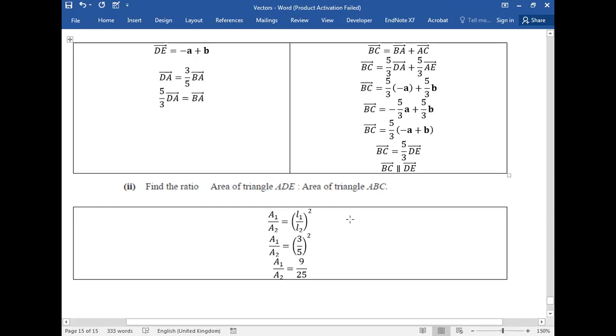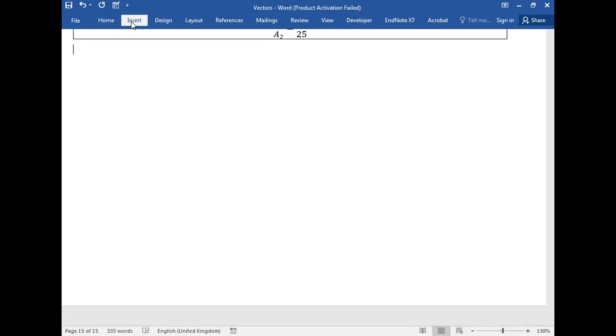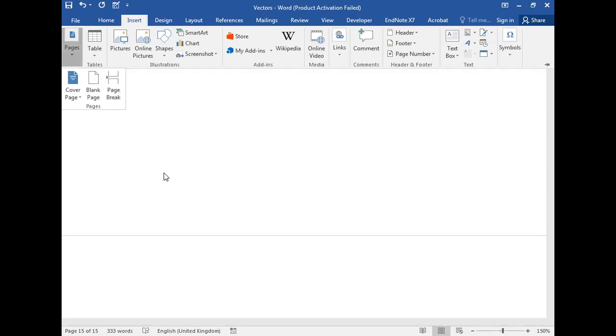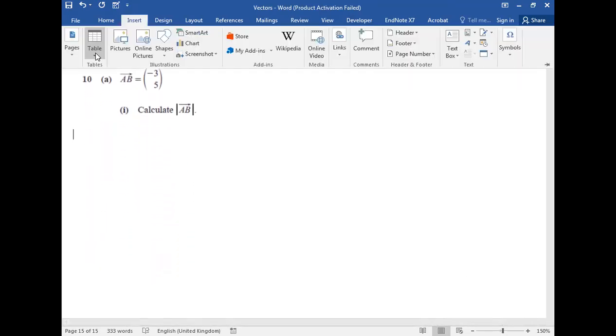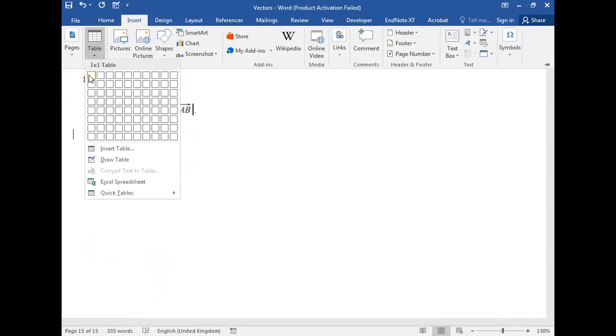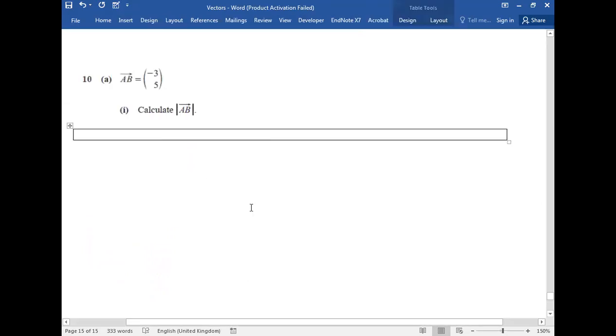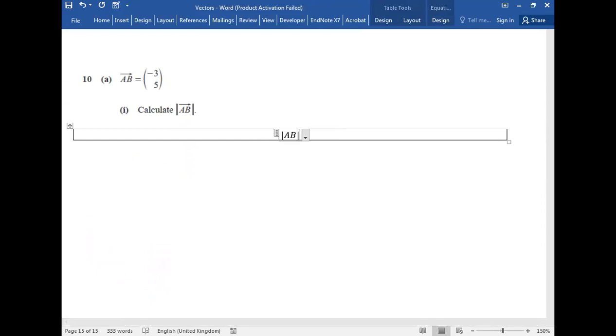Let's have a look at another one of these questions from paper 2. The question is given as a column vector AB, and what have they asked us for? The magnitude of AB.